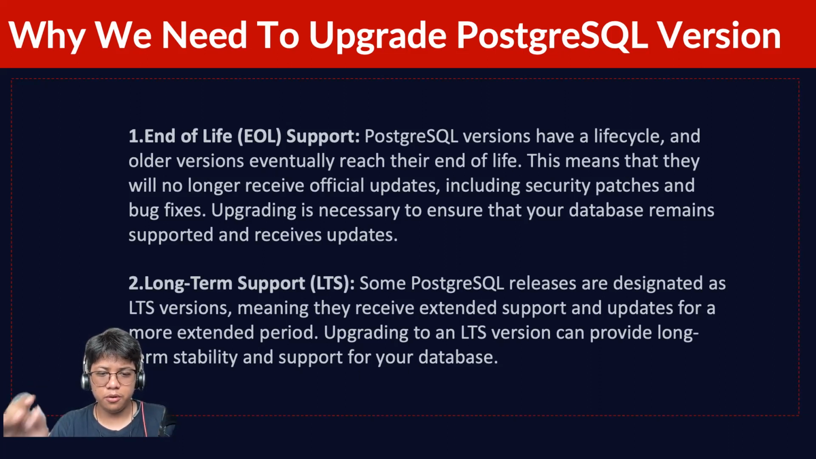Number two is long-term support, or LTS. Some PostgreSQL releases are designated as LTS versions, meaning they receive extended support and updates for a longer period. Upgrading to an LTS version can provide long-term stability and support for your database. For example, in AWS, since I use Aurora PostgreSQL, they will force the major version upgrade if we are not doing the database version upgrade, and it will cost us downtime for these major upgrades. So we need to implement zero downtime upgrade, and this is how.